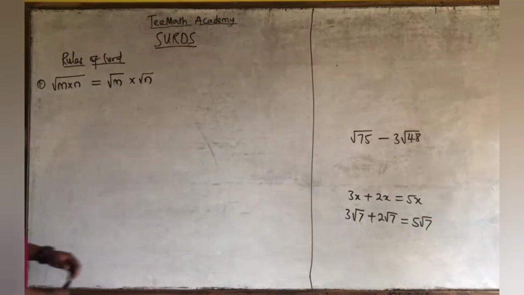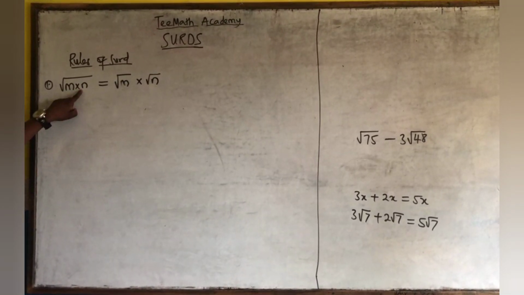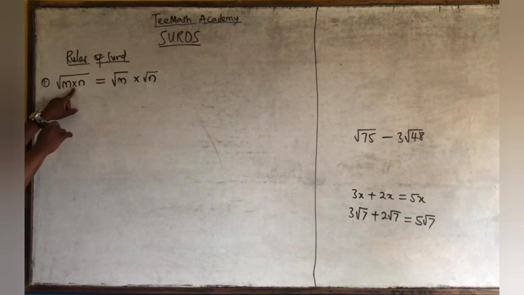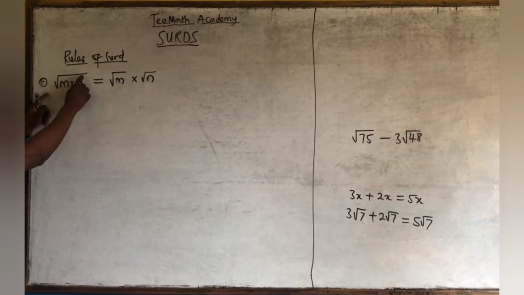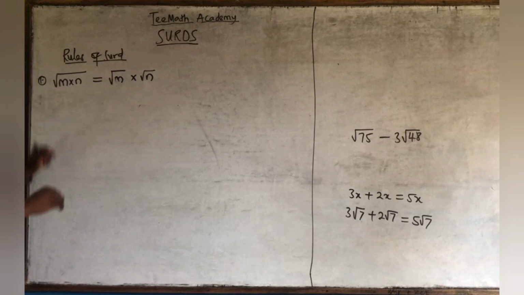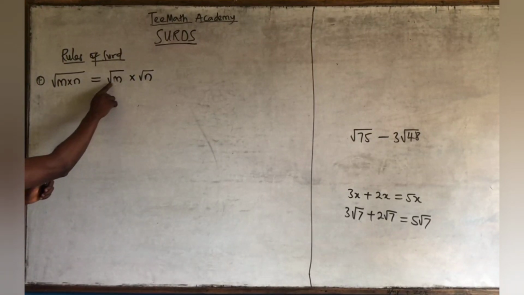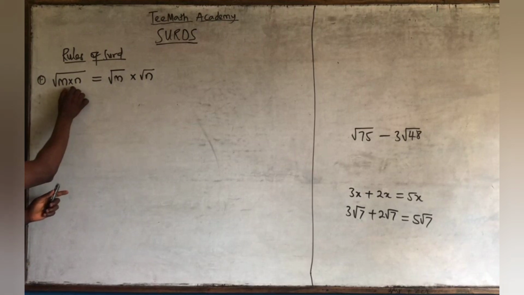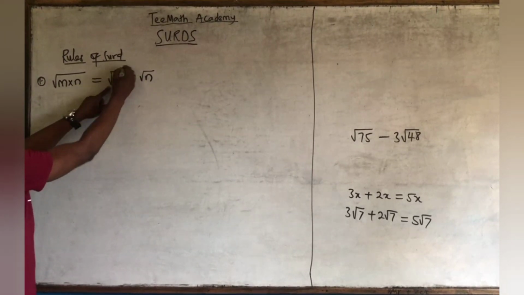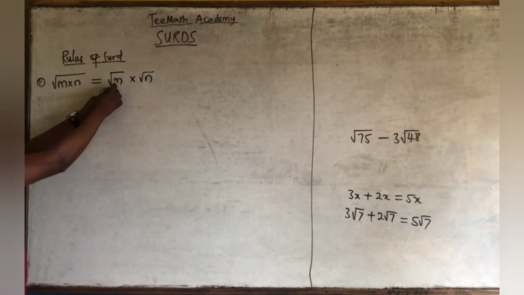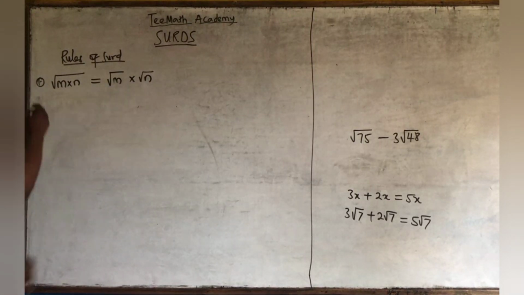All right. Rule number one says the square root of m times n. Now, when it is multiplication, it is allowed, because this root is covering the two of them, that the root be given to each of them. So that's why here we separated root m. Now m has its own root times root n. That is a law.